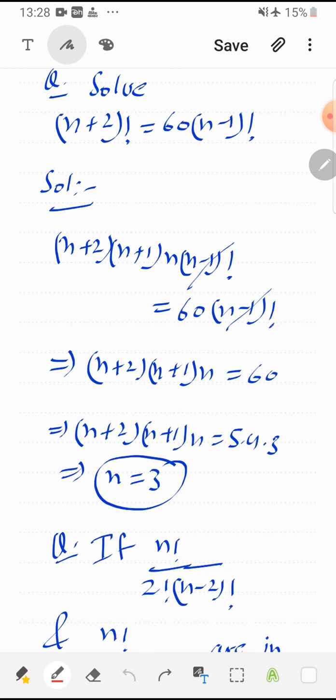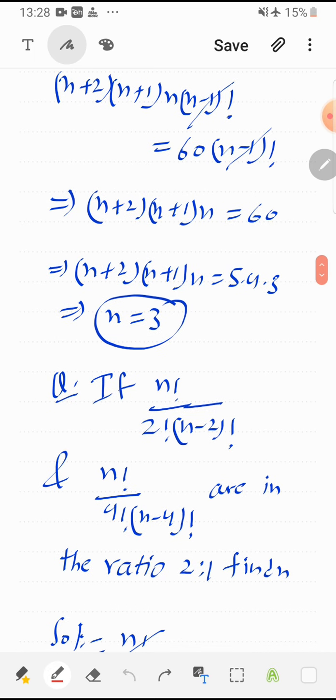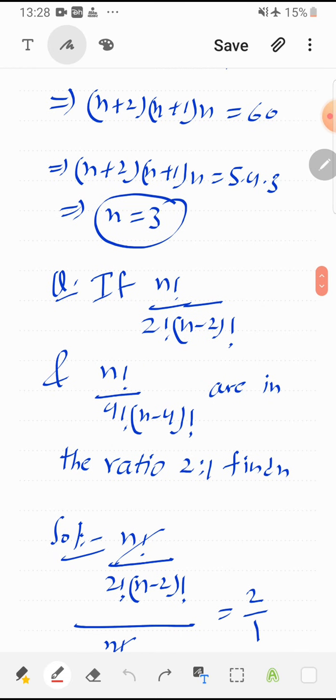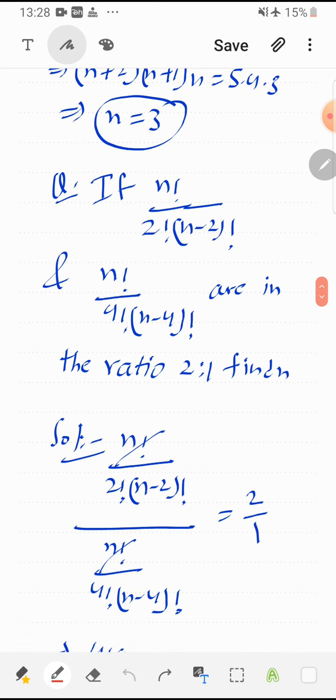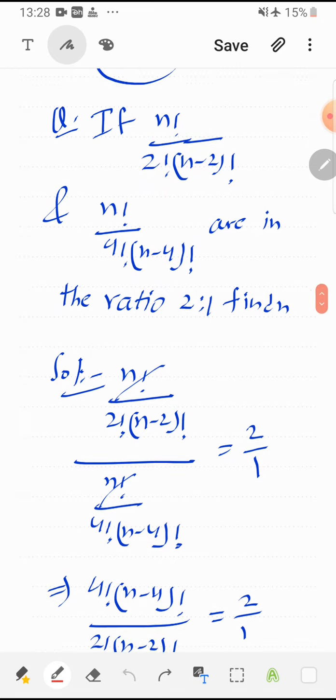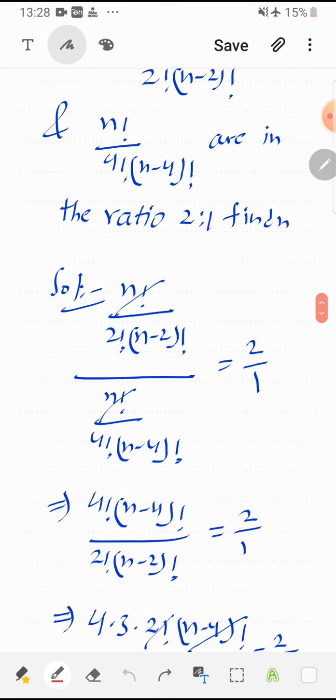Next, if n!/(2!(n-2)!) and n!/(4!(n-4)!) are in the ratio 2:1, find n. Whatever is given, let us write mathematically. That means n!/(2!(n-2)!) divided by n!/(4!(n-4)!) is equal to 2 by 1. n! will be cancelled out.